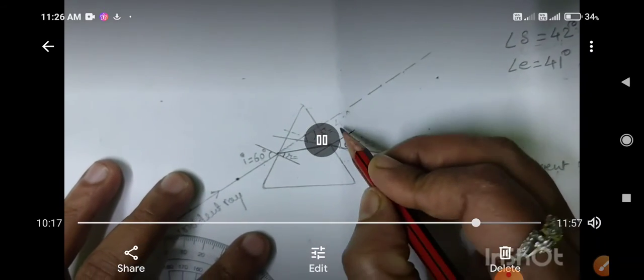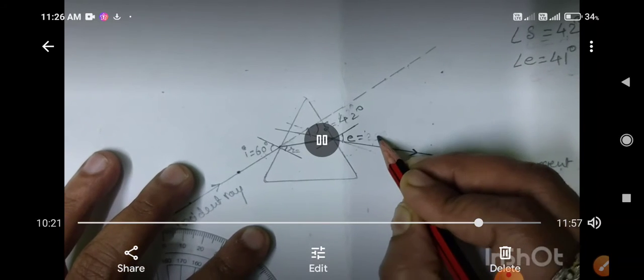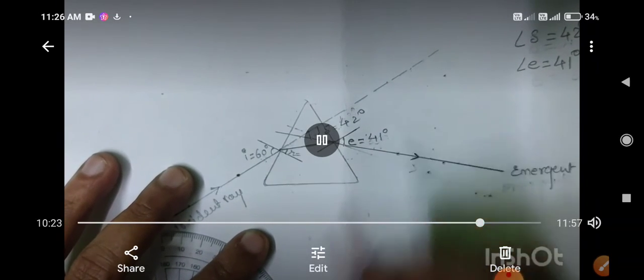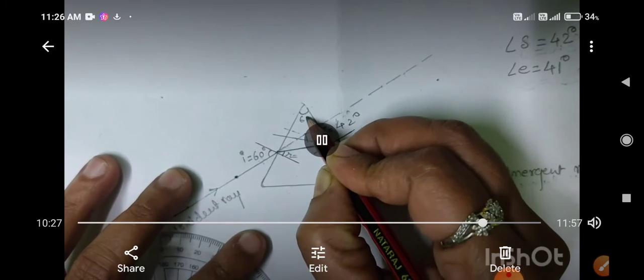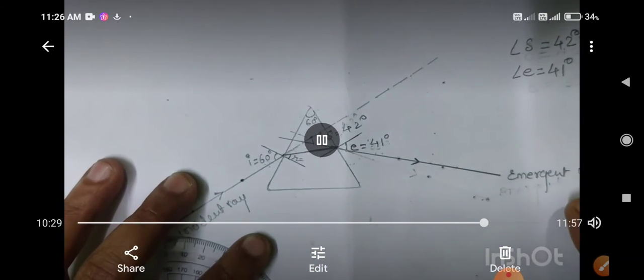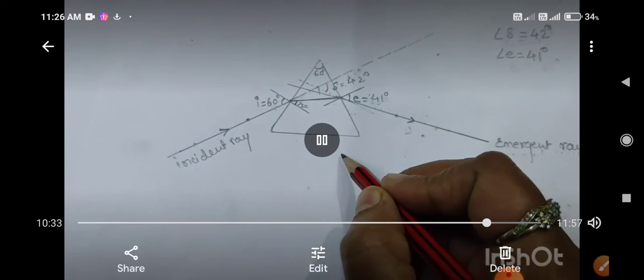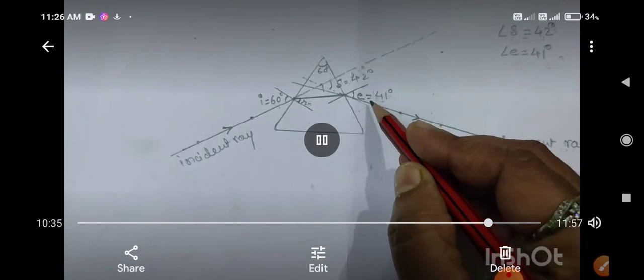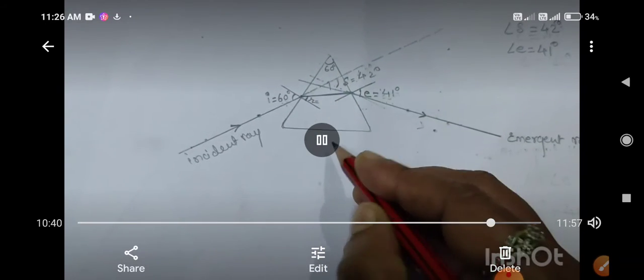Okay. So here I will write down that angle of deviation is 42 degree, angle of emergence is equal to 41 degree that we are getting. And we know that angle of prism is equal to 60 degree. Okay. We can also derive the equation. We'll see whether the emergence, angle of deviation and angle of incidence that we have taken, it is correct or not.